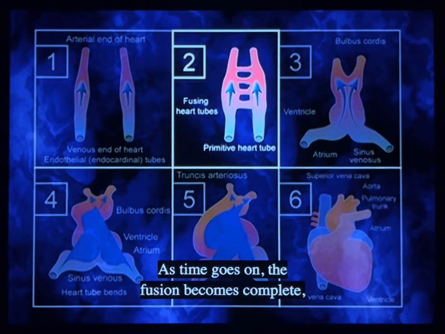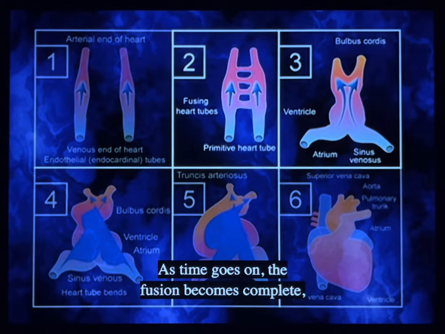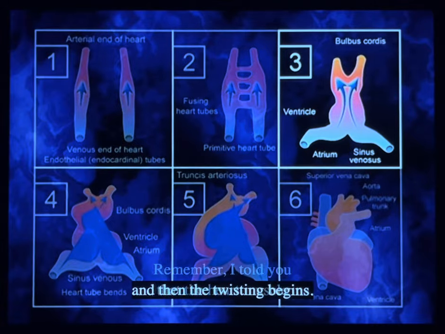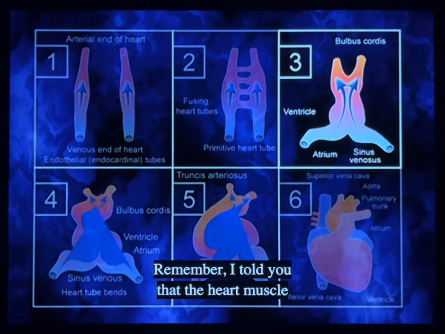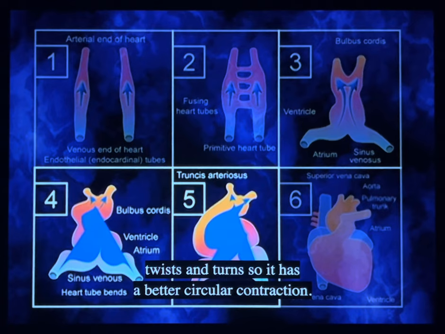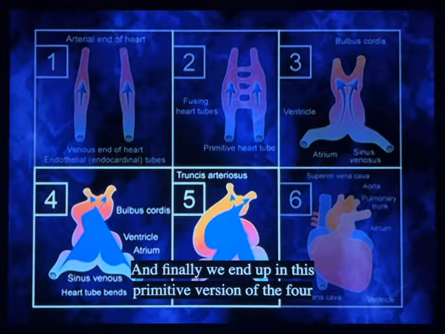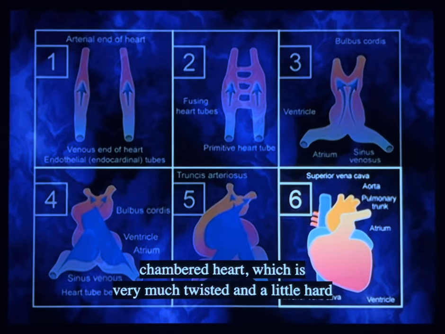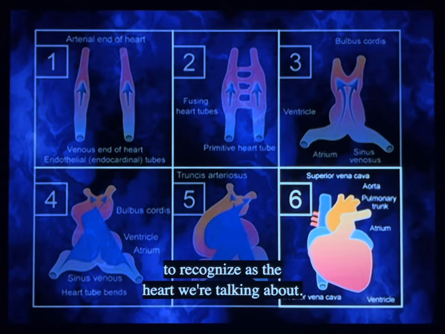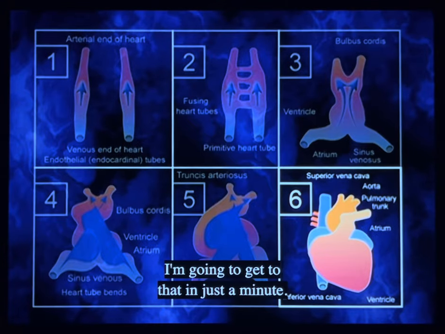As time goes on, the fusion becomes complete, and then the twisting begins. Remember, I told you that the heart muscle twists and turns so it has a better circular contraction. And finally, we end up in this primitive version of the four-chambered heart, which is very much twisted and a little hard to recognize as the heart we're talking about. I'm going to get to that in just a minute.